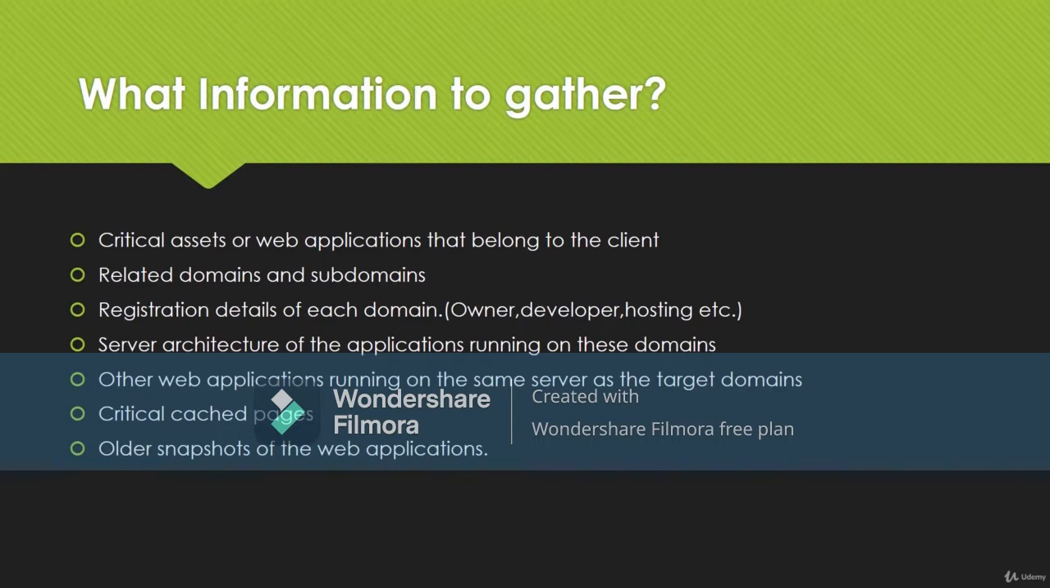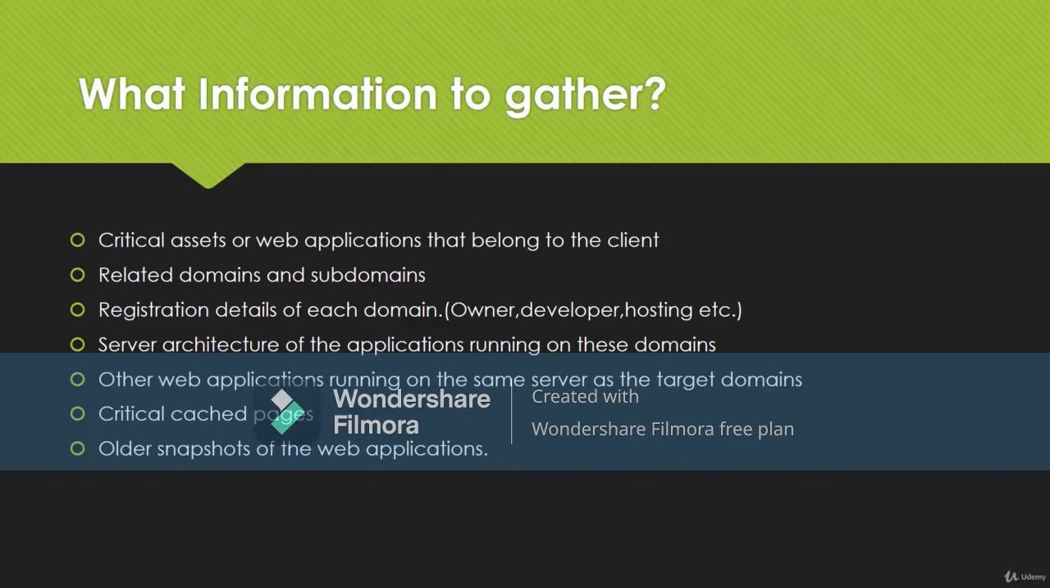Now, let's talk about what information to gather. For example, if you are finding a vulnerability in a website, what information should be gathered? First of all, critical assets and web applications that belong to the client, its related domains and subdomains, registration details of each domain, which includes owner details, developer details, hosting details, etc.